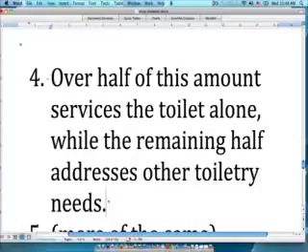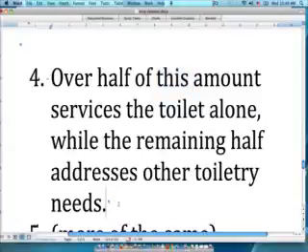Now, one thing I'll just point out is words like this are very important because these are words that create cohesion in your writing. So as you can see, sentence number 4 refers to the sentence that we wrote in number 3. Over half of this amount. What amount are we talking about? We're talking about the 49% that we initially spoke of in sentence number 3. So over half of this amount services the toilet alone, while the remaining half addresses the other toiletry needs.